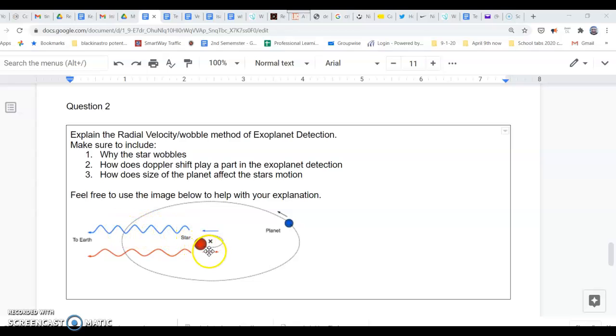As the star moves away from us, the light waves are further apart, thus giving it a red shift, making the star look a little bit more red than it did when it was coming toward us. So because of that, depending on how much change there is, that can help us determine how big the planet is, because it shows us how much gravity the planet is having on the star.